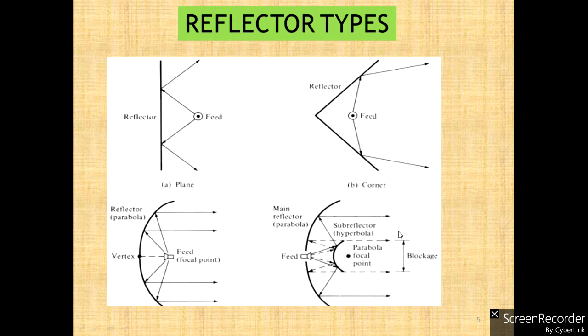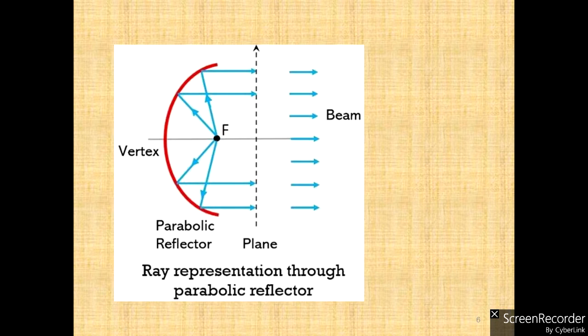So we have just seen the curved reflector. We have different types like plane type, corner type, right? And parabolic reflector. So three types of reflectors we have, but mostly used is the parabolic reflector, right? So we have plane type reflector, corner type, and the parabolic type. Fine. Then this is the ray representation through the parabolic reflector.